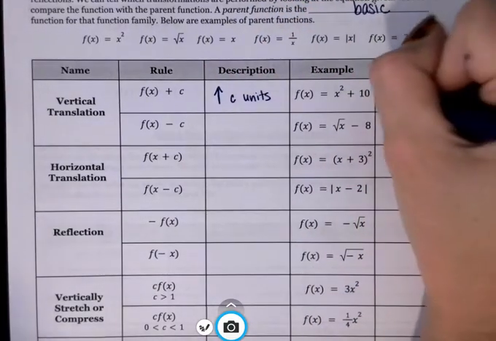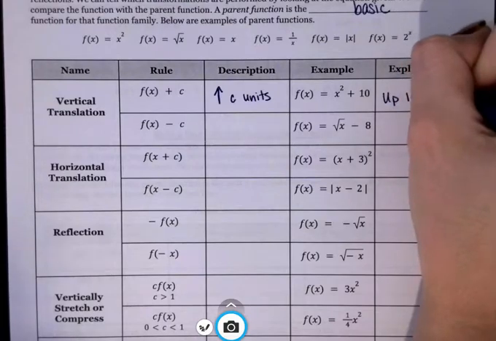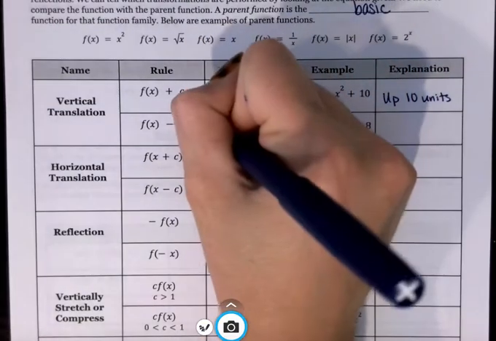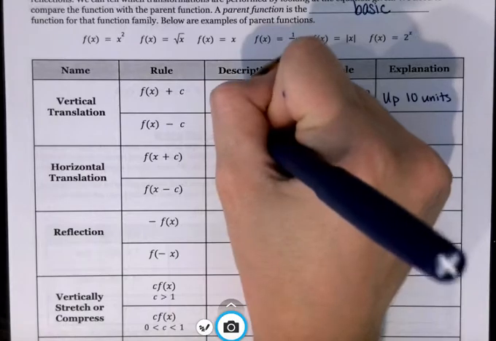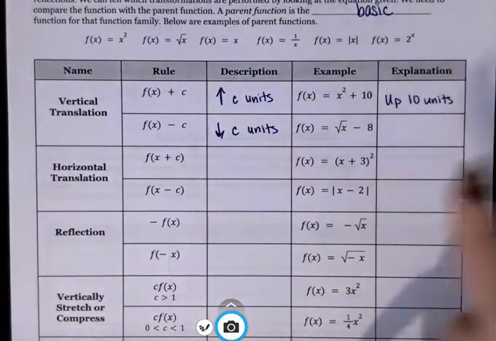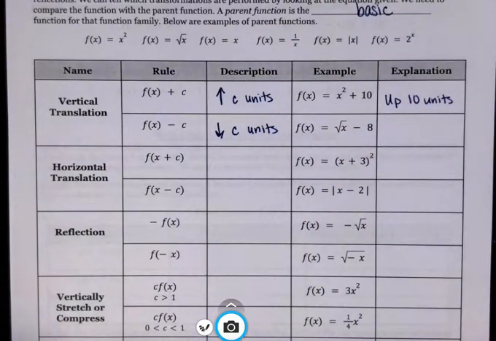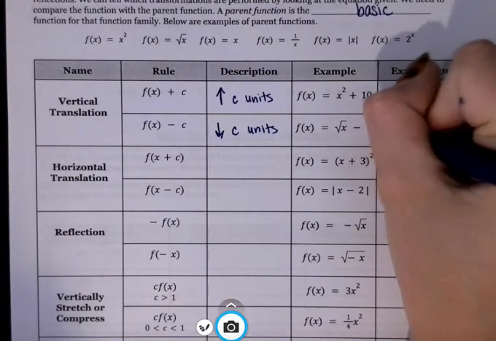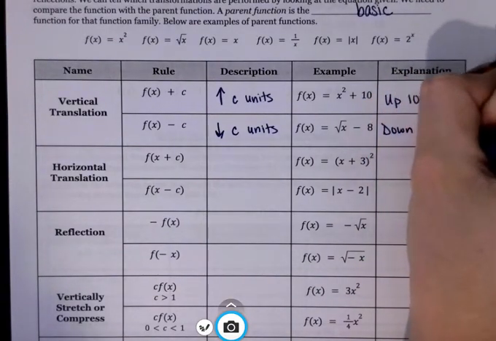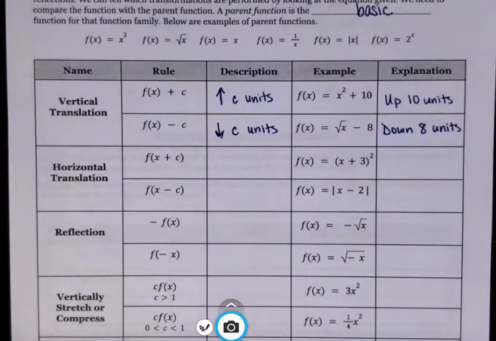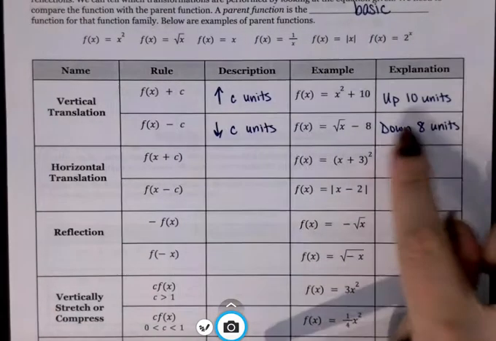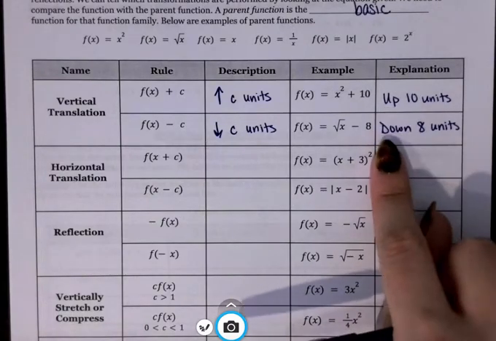And so here I would say I'm going up 10 units. If I am subtracting, I'm going down. So this minus 8 is on the outside of my radical. If it's on the outside of parentheses or the outside of absolute value signs, that would still mean I'm going down. So down 8 units. And you want to be specific, so I need to know the direction, like how it's moving, and how much. So I need both.